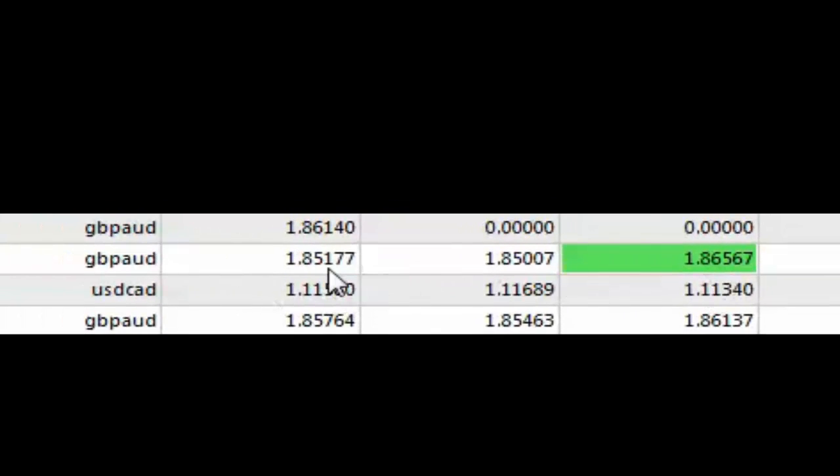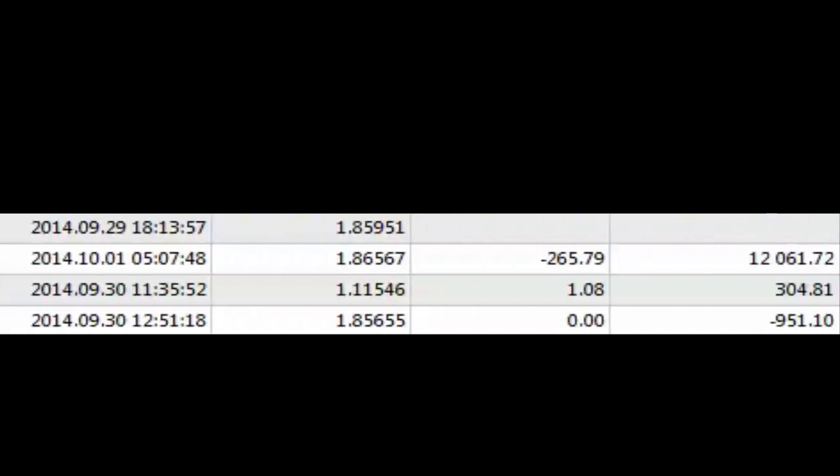If you look here, my entry price was 185.17, my stop loss was 185 dead, so that's 17 points of risk. My take profit was 186.56, so almost 140 points worth of profit. From this trade I made $12,000. So let's just go and take a quick look at what I did and basically what I was looking for in terms of price action to be able to plan this trade.